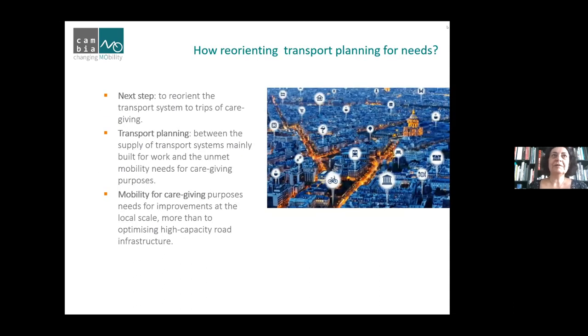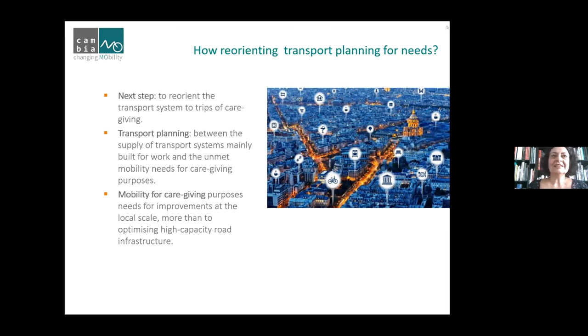Next step, maybe we need to reorient the transport system to trips of caregiving or activities of caregiving. Like I said before, we move from trips to activities, completely agree. But at least we need to have this aspect considered in the evaluation. In transport planning, between the supply of a transport system mainly built for work and the unmet mobility needs for caregiving purposes, now we need to rebalance the system.